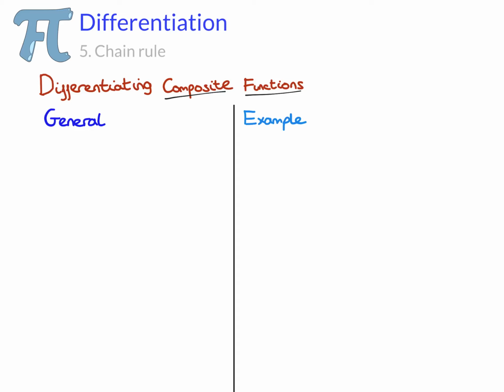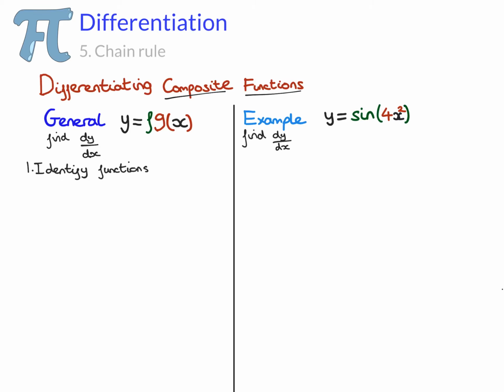I will run through the general method alongside an example, since the language of the chain rule can be confusing. Let's say we have a composite function y is equal to f(g(x)), and we want to find dy/dx. The example we will use will be y is equal to the sine of 4x squared. The first step is to identify what the functions f and g of x are by themselves. In this case, the outer function f is sine, whose argument has been replaced with the function g of x, which is equal to 4x squared.